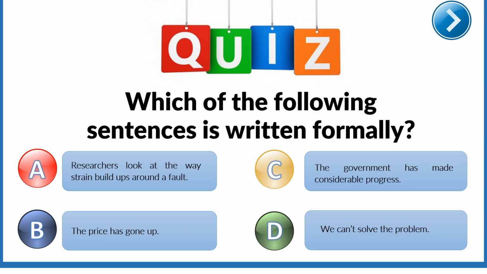For our last item, which of the following sentences is written formally? A. Researchers look at the way strain builds up around a fault. B. The price has gone up. C. The government has made considerable progress. D. We can solve the problem. What's your answer? That's correct. It's C. The government has made considerable progress. And so you have completed our quiz. Great job, students!